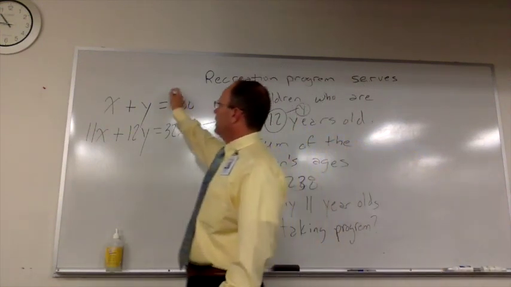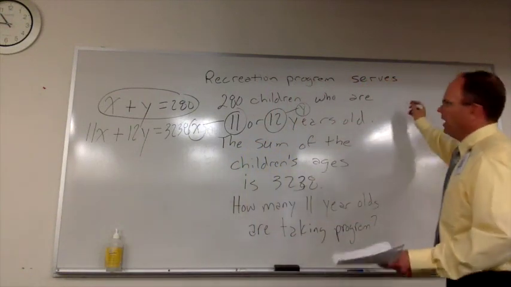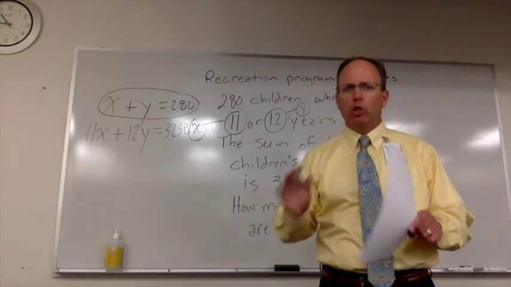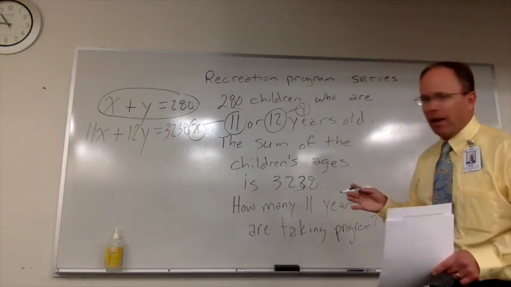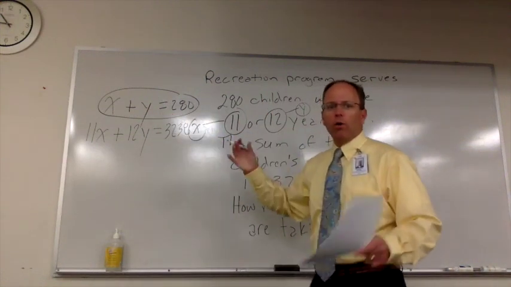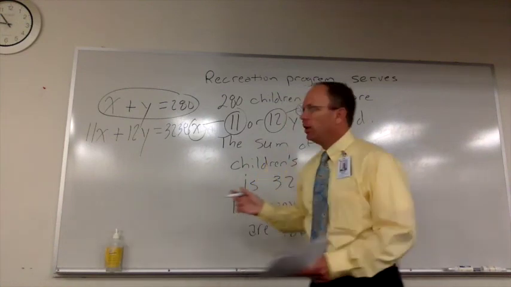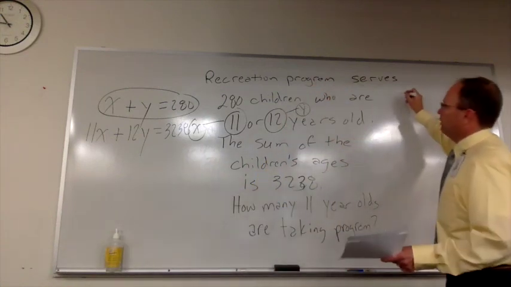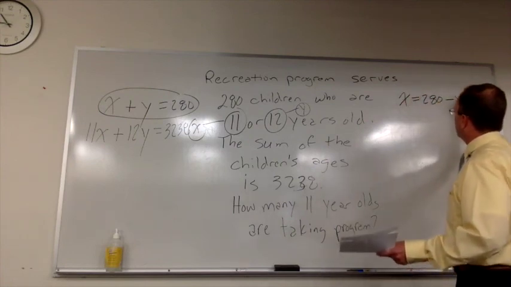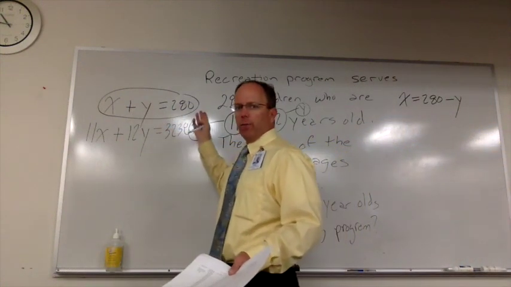I'm going to take the very top equation, X plus Y equals 280, and modify it. Do I want to plug in for X or for Y? It's your choice. I'm going to get X by itself. So I have to move Y over. Right now, Y is being added, so I have to do the opposite, which is subtraction. My top equation modifies to X equals 280 minus Y. All I did was subtract Y from both sides.